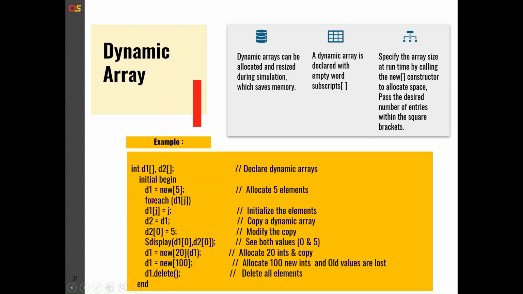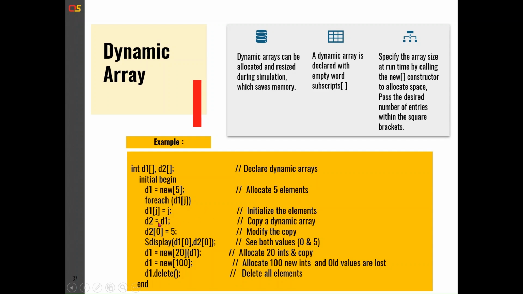Here we are giving the values of d1 for each element: d1 of j equal to j. So we initialize each element of d1 with its index value. That means it should be 0, 1, 2, 3, 4.